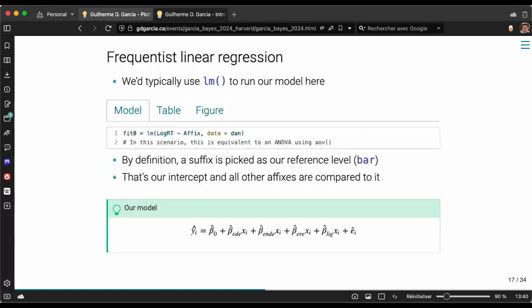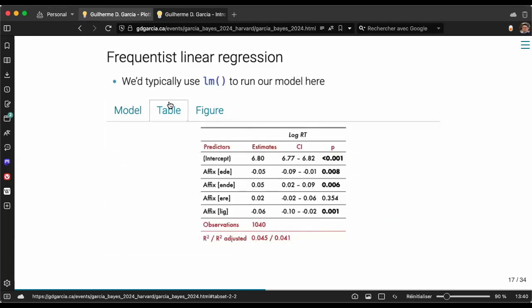So this is just a typical regression model using lm, just to use this as a comparison. So we can see how this is going to be understood by the model. We have 5 suffixes, so we have j minus 1, which is 4 slopes, which means we're looking for 4 slopes and 1 intercept. You can see the table with results here. We can see that there are 3 affixes that are statistically different from var.